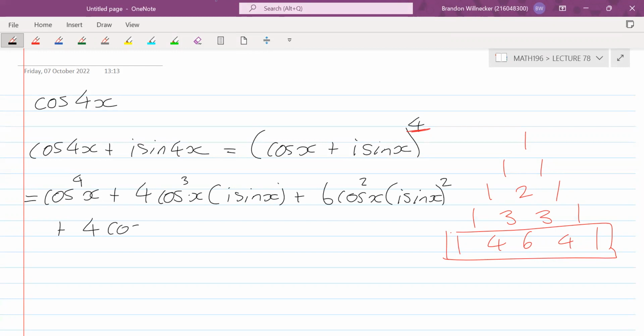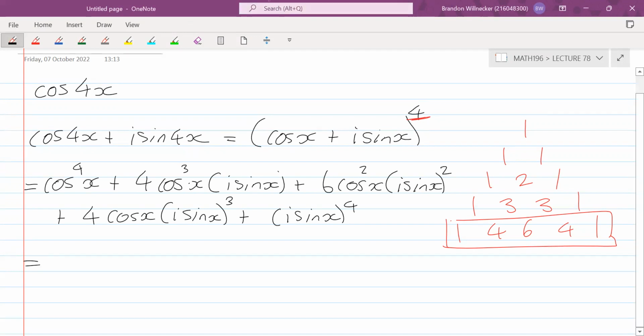Now we're going to have cos x times r sine x cubed, and then the last term, the coefficient being 1, so we're going to have r sine x to the 4. Okay, so that's all the terms in the binomial expansion. Let's simplify the r squared, the r cubed, and the r to the 4. And then we can collect the real parts and imaginary parts, and then get our final answer.